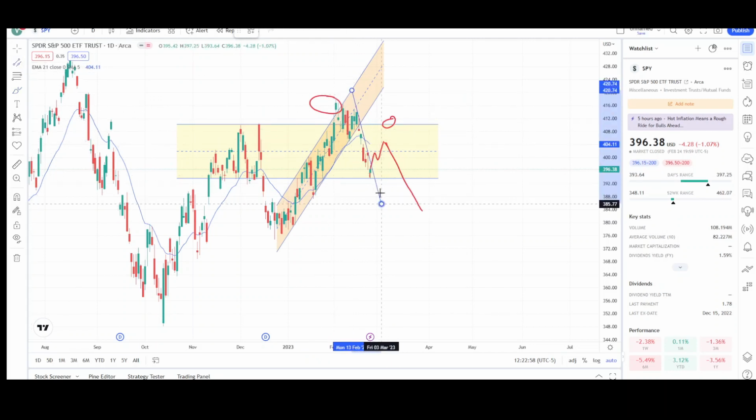We do have this little skinny channel in play too, so a break outside of it can lead to a retest of these lows or even another leg down.